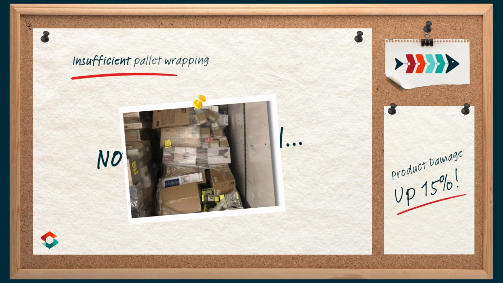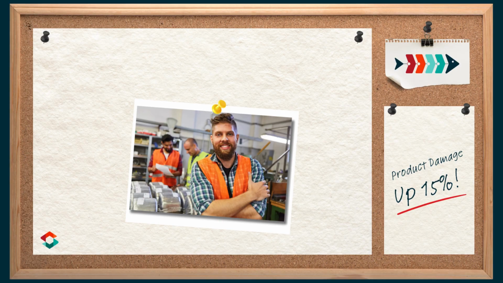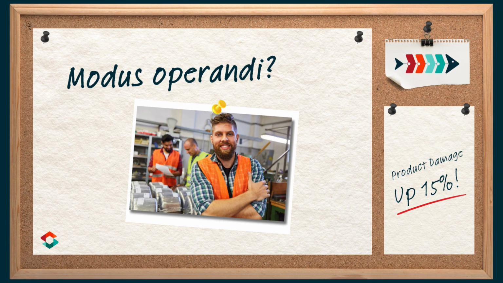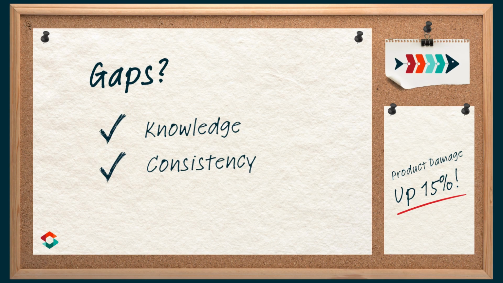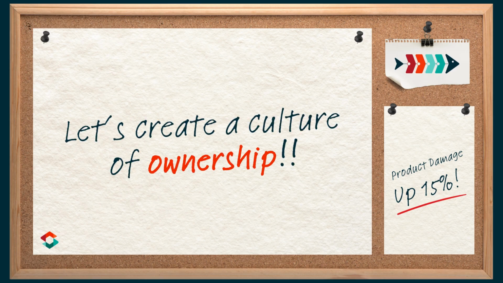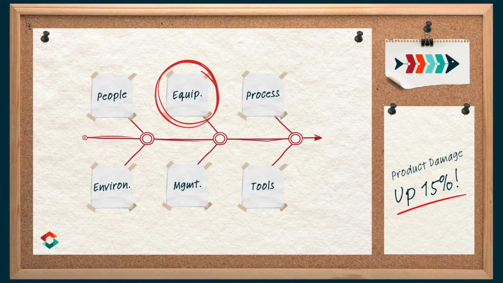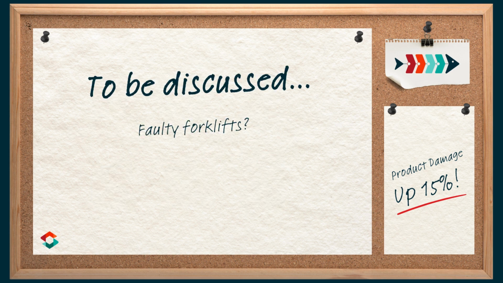The big takeaway, your team doesn't wake up wanting to damage product. These issues are rarely about carelessness. They're about gaps in knowledge, consistency, and support. As a leader, closing these gaps is one of the most powerful ways to reduce waste, improve performance, and create a culture of ownership. In our next episode, we're going to shift gears and dig into the equipment side of product damage, faulty forklifts, picking hooks, suboptimal racking, and more. Because continuous improvement doesn't just stop at one category. It's about seeing the full picture and solving problems at the root.